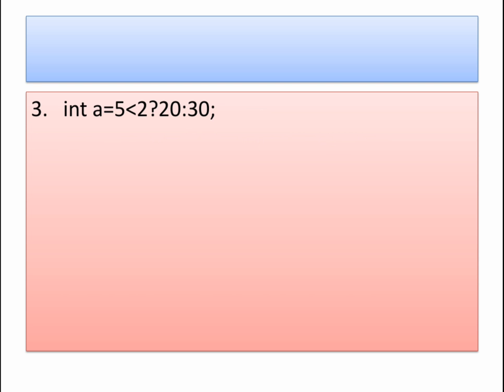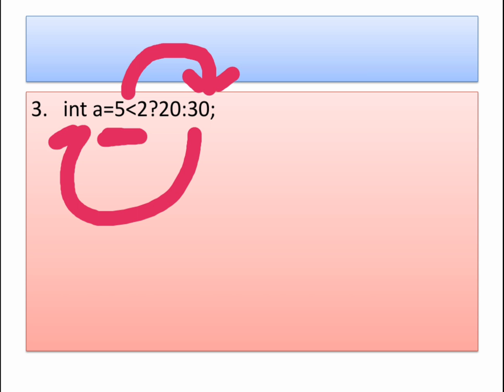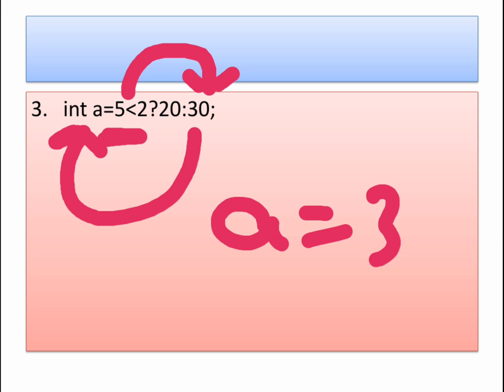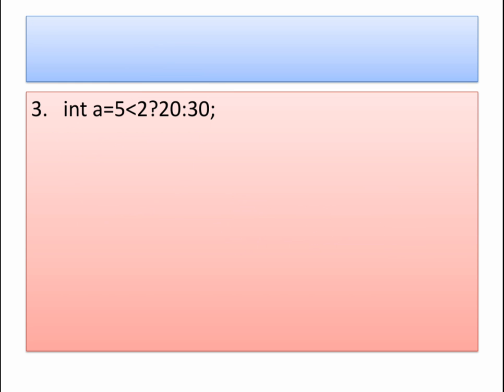Okay. See the third part. int a equals 5 less than 2. Is 5 less than 2 or not? First tell, is it true or false? Obviously false. 5 is greater than 2. So where will it go? It will go to the 30. So 30 will be assigned to what? A. So what is the a value? A value will be printed as 30 only.